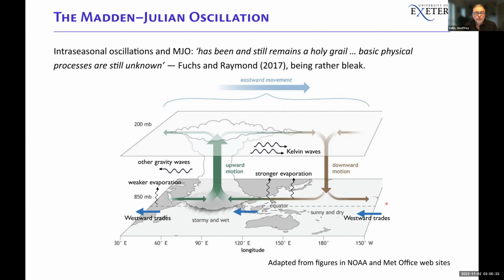One would like to know why it forms, why it maintains itself, and most of all, why it moves eastwards at about 5 meters per second. That's been the object of study for 40 years or so, ever since it was first discovered. And when I gave a seminar about this at Harvard, somebody said to me, you know, Geoff, you're not allowed to explain the MJO because it's meant to be a mystery. So, you know, we have to keep it that way.